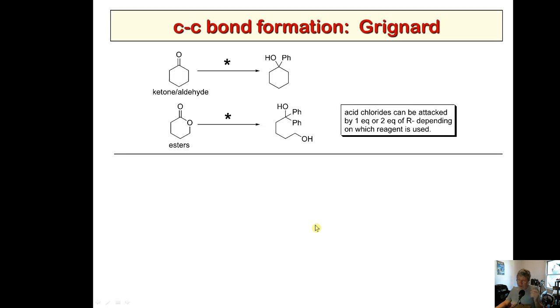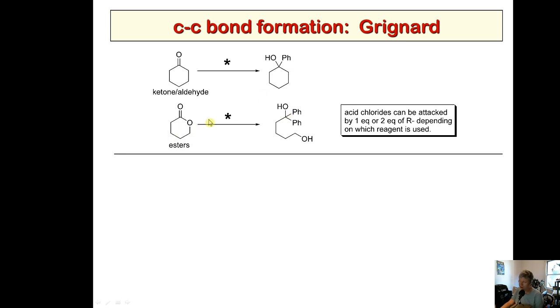All right, so let's start with Grignards. You started learning about this in Organic 1, and ketones and aldehydes react with Grignards. And so what would be the Grignard in this case? It would be phenyl Grignard, right? PhMgBr would attack the ketone and give you a tertiary alcohol.